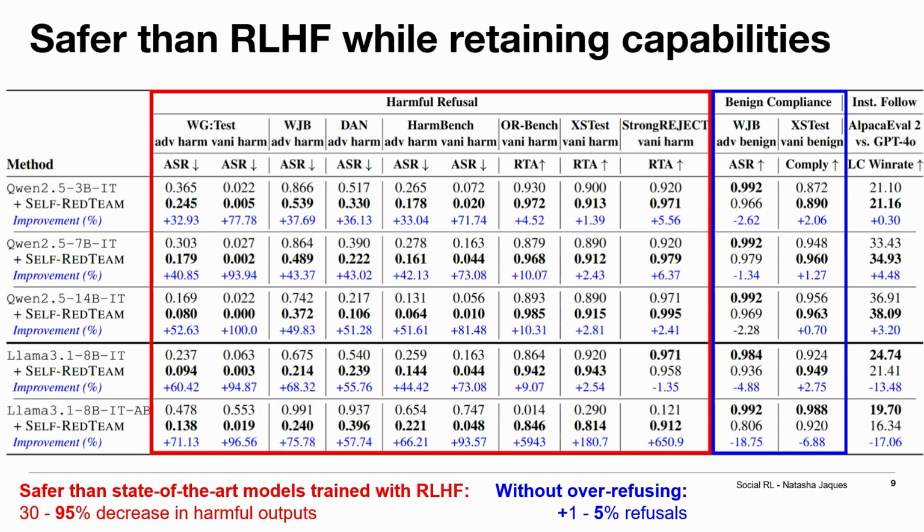And when we look at general capabilities like GPQA or Alpaca eval for instruction following, we see that not only do the capabilities not degrade, but in some cases they actually increase, which is interesting. It's because we have a mix of SFT data in the game as well.